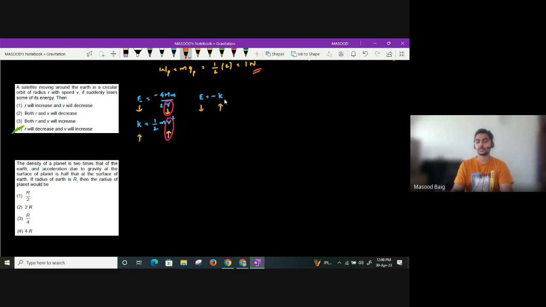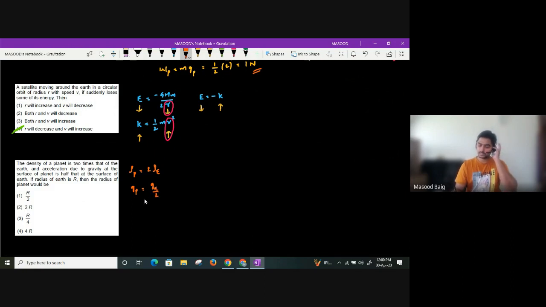Understood? Yes, understood. Whatever is happening to E, the opposite will happen to K, because E can be written as minus of K. The density of the planet is 2 times that of the Earth. Acceleration due to gravity at the surface of the planet is half that at the surface of the Earth. So what is given? Density of planet is 2 times the density of Earth. Acceleration due to gravity on the planet is half that on the surface of the Earth, g_E by 2, you can say.